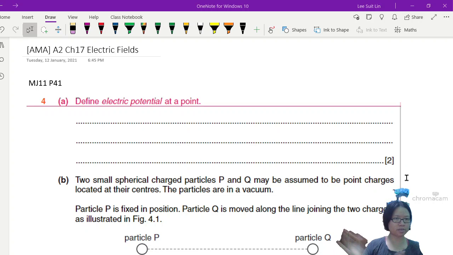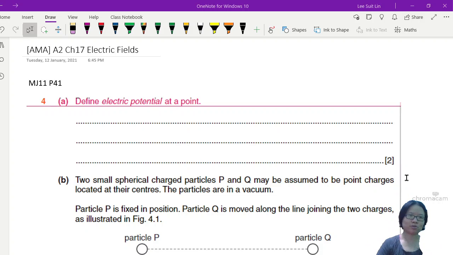Okay, hello. In this video, I will discuss a question from MJ11, paper 41. This is an electric field question. So let's go. Define electric potential at a point.